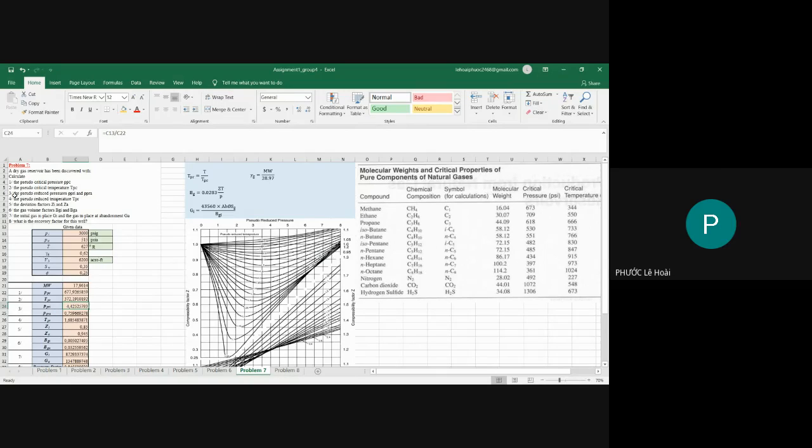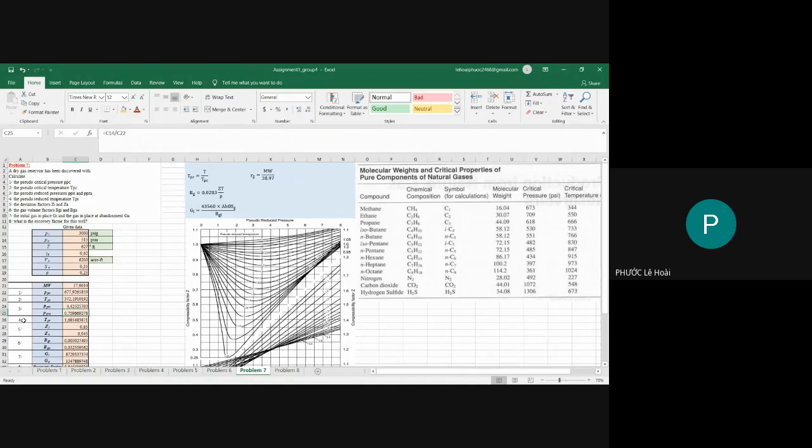For the pseudo reduced pressure PPRI, you will take the initial pressure, then we will divide by the pseudo critical pressure PPC here. Then we will have the first one. And for the PPRA, you will use the PA here, then you divide by the pseudo critical pressure the same way. Then you will have this number.